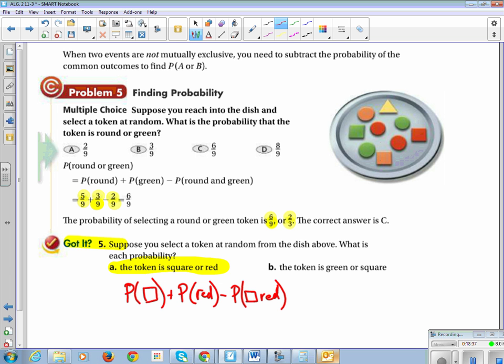So the probability of being a square is 1, 2, 3 out of 9. Plus the probability of red is 1, 2, 3 out of 9. Minus the probability of being square and red, just 1 square red. 3 ninths plus 3 ninths is 6 ninths, minus 1 ninth is 5 ninths.